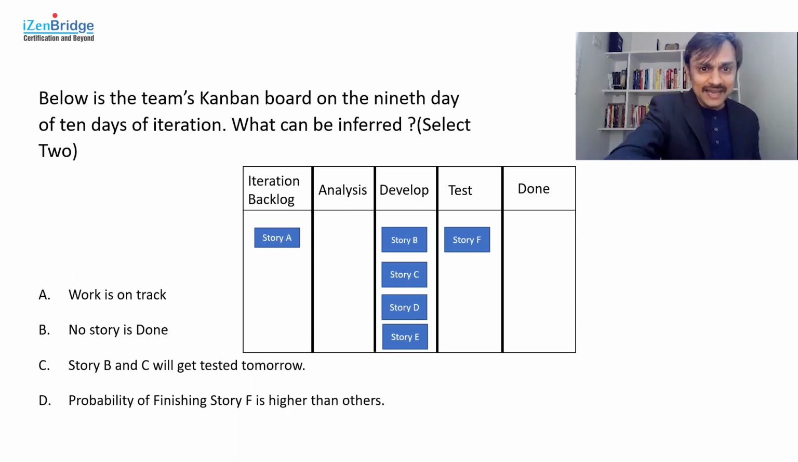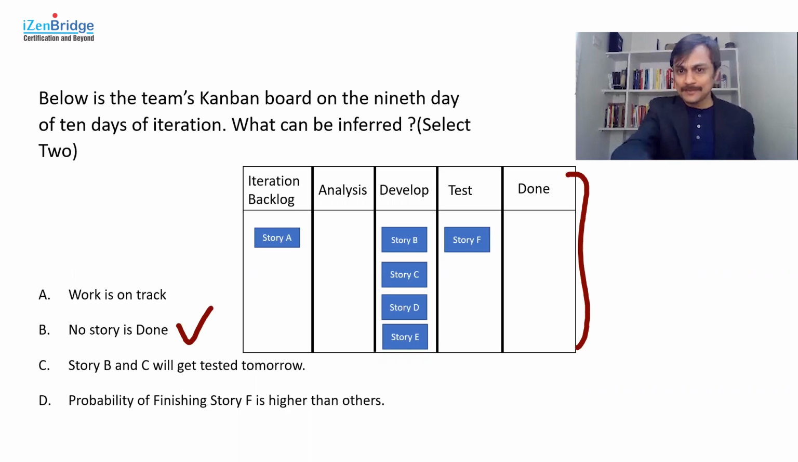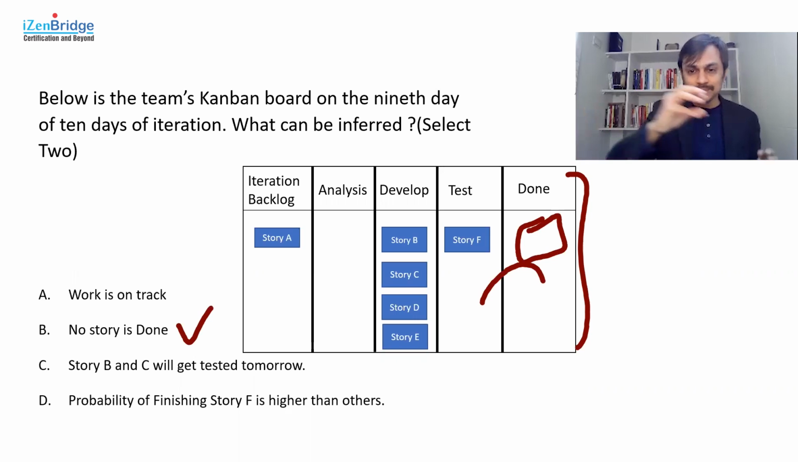No story is done. Yeah, I can definitely say nothing is done because there is nothing in the done column. That's pretty easy, looking at the four options available. Because if something is done, I should see it visually. That's the whole idea of a visual indicator like a Kanban board. I should see something in the done column if something is done. If something is not done, it's not in the column. That's clear.